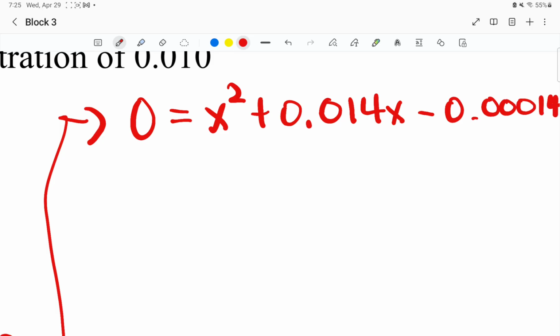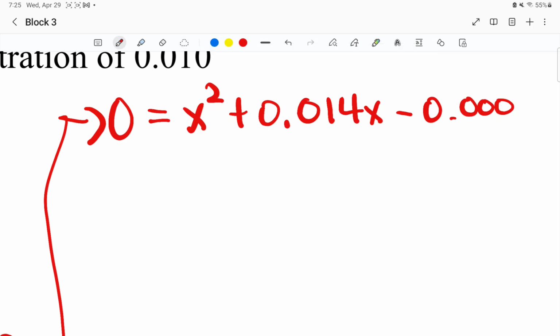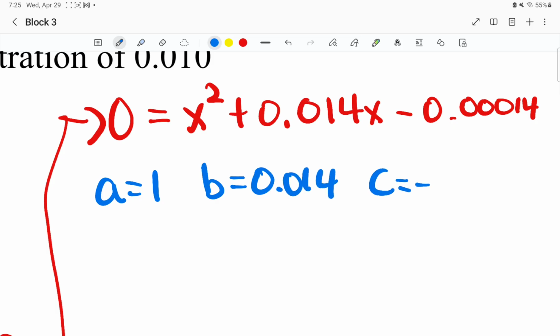Hold on. All right, cool. So now that means your A is 1, B is 0.014, and C is negative 0.00014. So again, use your calculator, or you can do the quadratic equation. I'm going to just quickly punch this in my calculator and see what we get, okay? In the meantime, y'all try to do that as well.